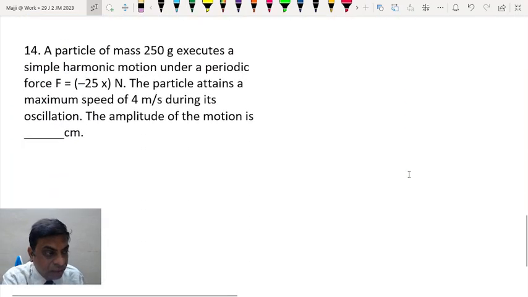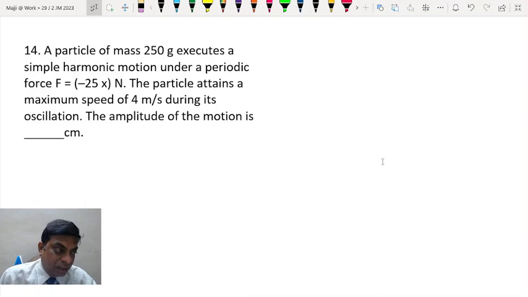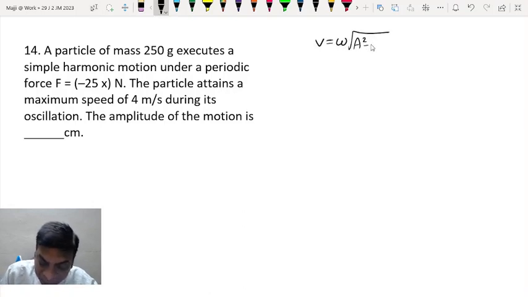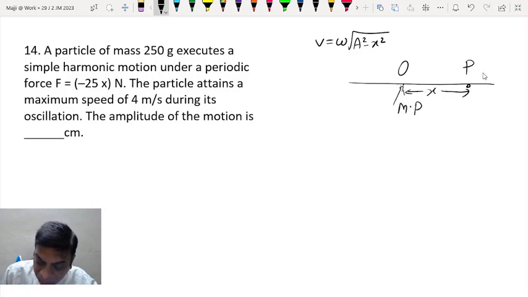Moving on to the next question. A particle of mass 250 gram executes SHM under the periodic force of this much. The particle attains a maximum speed of 4 meters per second. Find the amplitude of motion. Now students, you know that the speed of the particle at any instant at a position x is given by this, where x is the instantaneous position or displacement from the mean position.